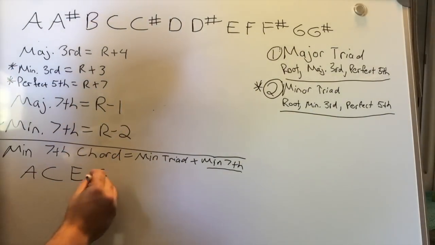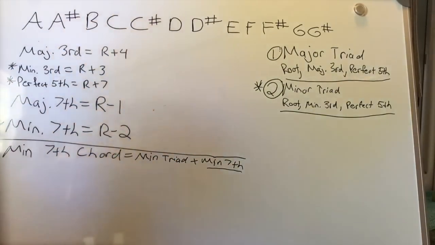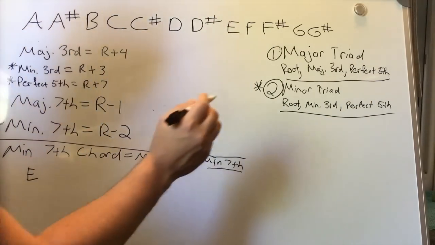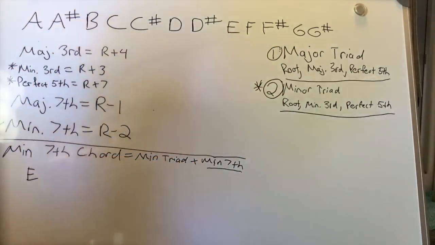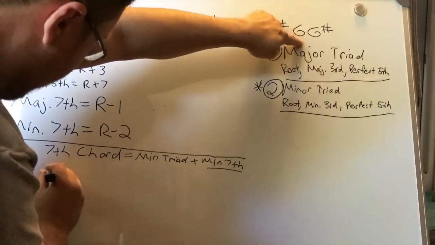Let's go ahead and move a little quicker here. We're going to make some more minor 7th chords. A very popular minor 7th chord is E. So our root is E. And again, we need a minor triad. So we need a minor 3rd. A minor 3rd is plus 3. 1, 2, 3, which is G.